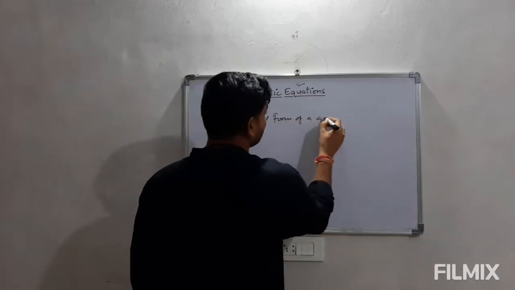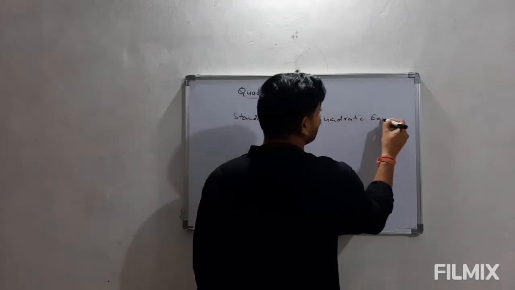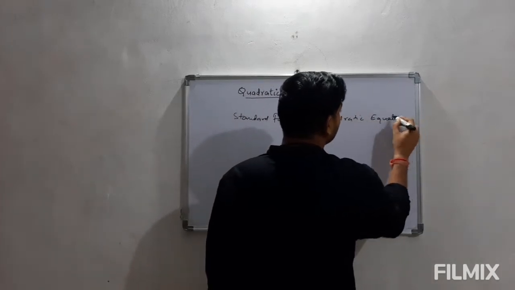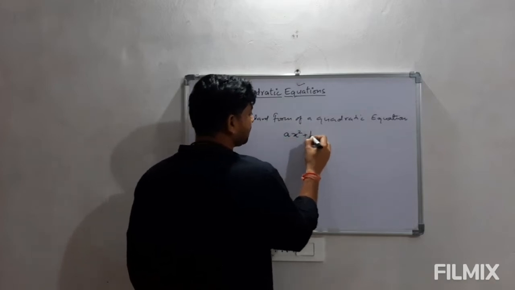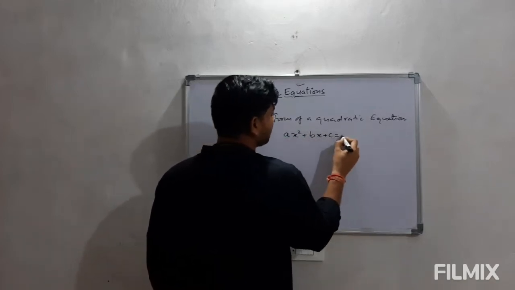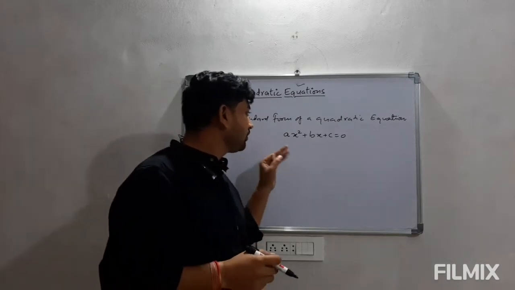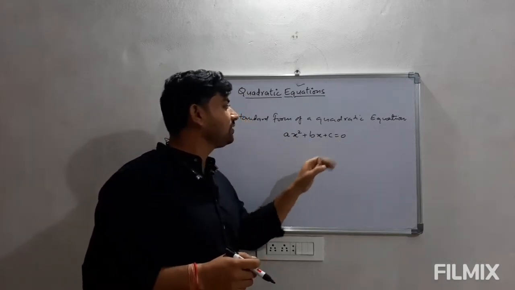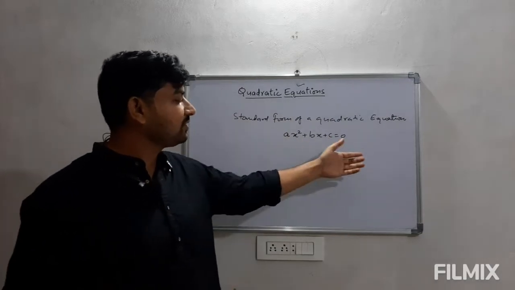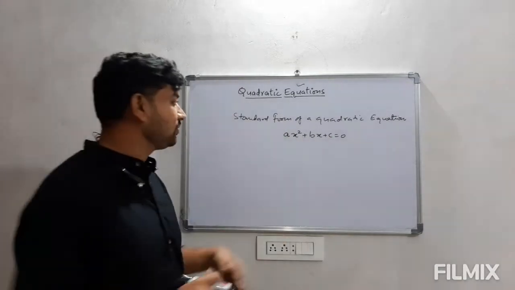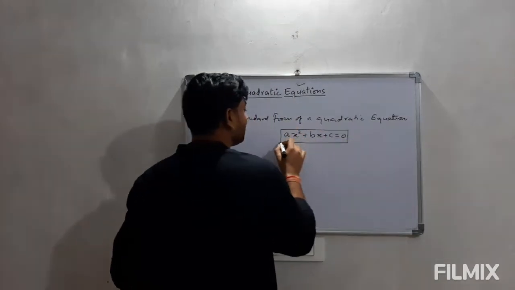of a quadratic equation, that is ax square plus bx plus c is equal to 0. Clearly in quadratic polynomial we had p of x is equal to ax square plus bx plus c. Here we are using equation, so we have LHS and RHS. In RHS we are keeping 0 here. So this is the standard form of any quadratic equation.